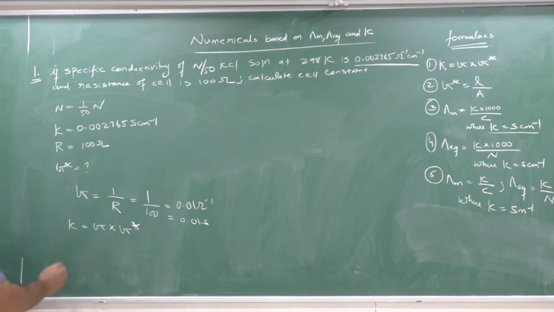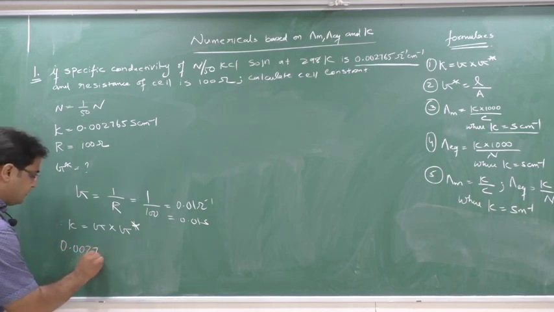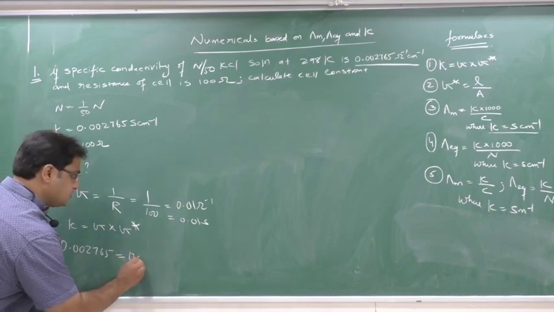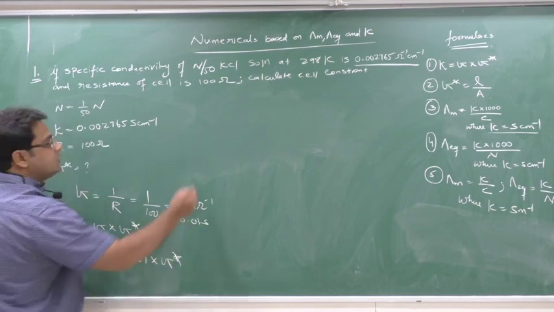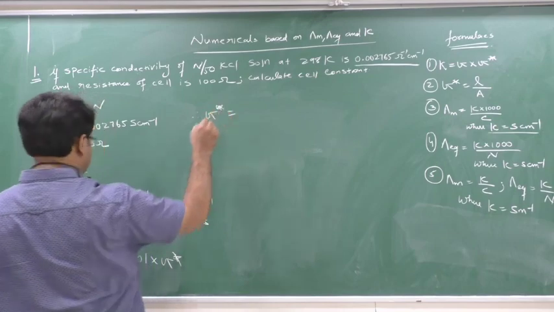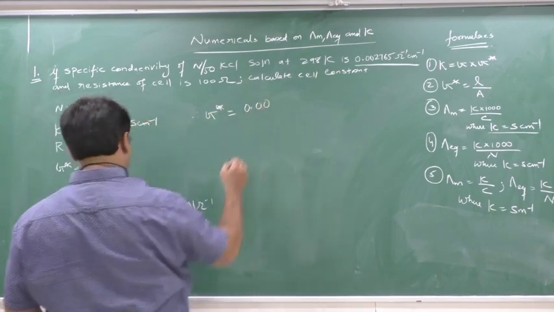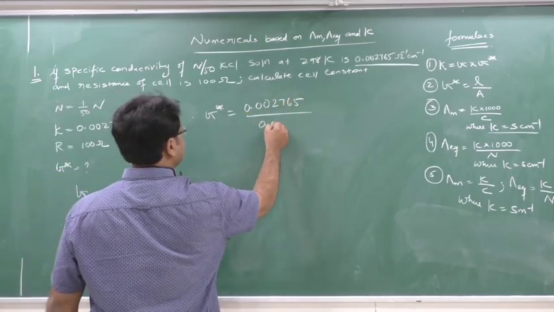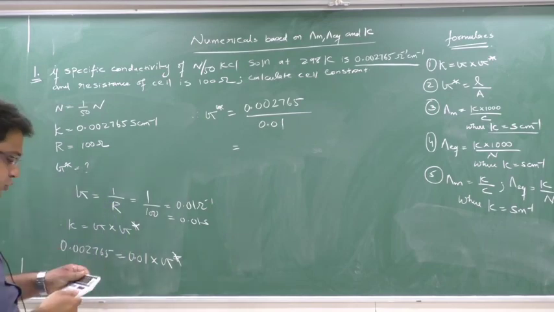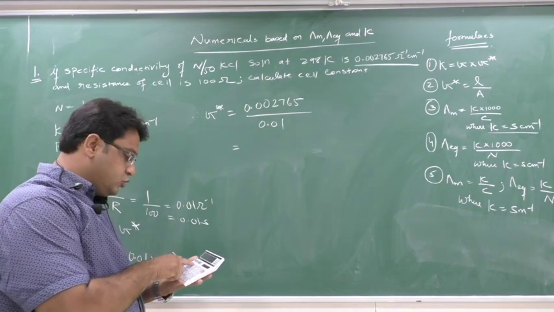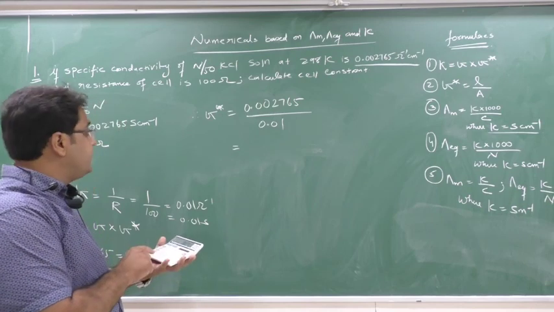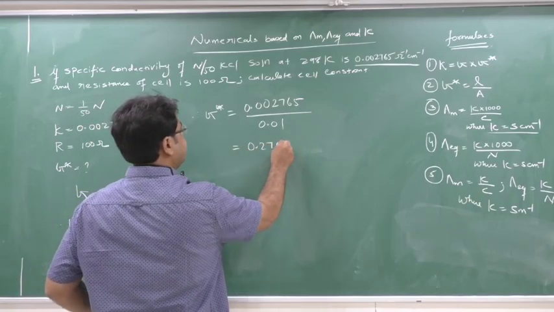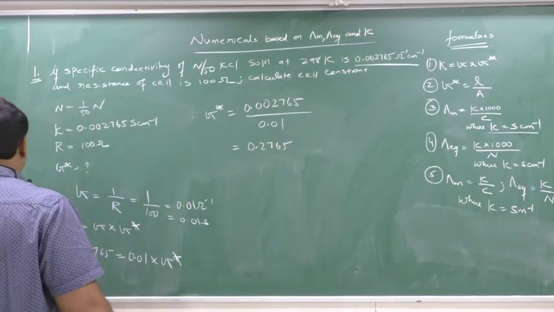Now I will use the formula K equal to G into G star. K is given as 0.002765, equal to G, which is 0.01, into G star. So G star will be 0.002765 divided by 0.01. Please don't use a calculator here. So your answer will be 0.2765.